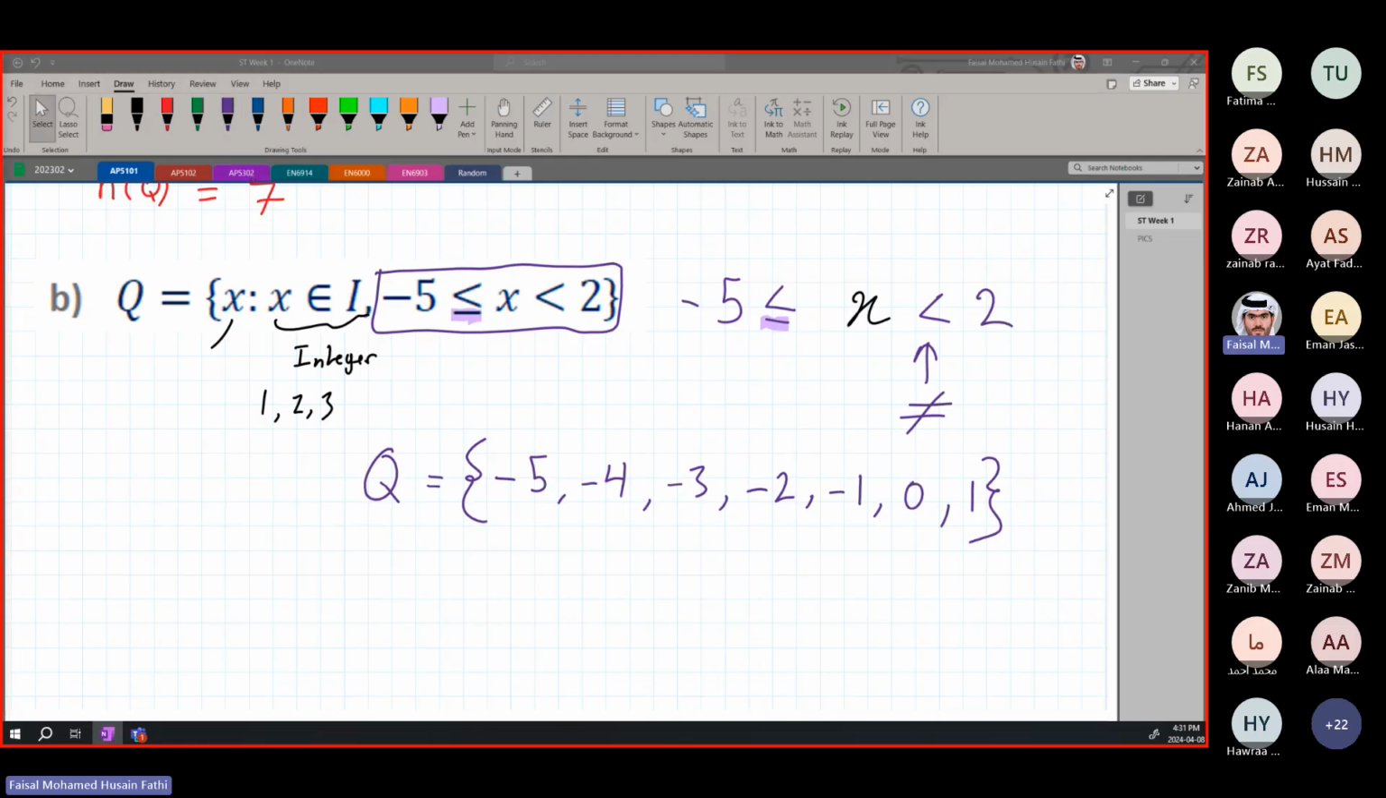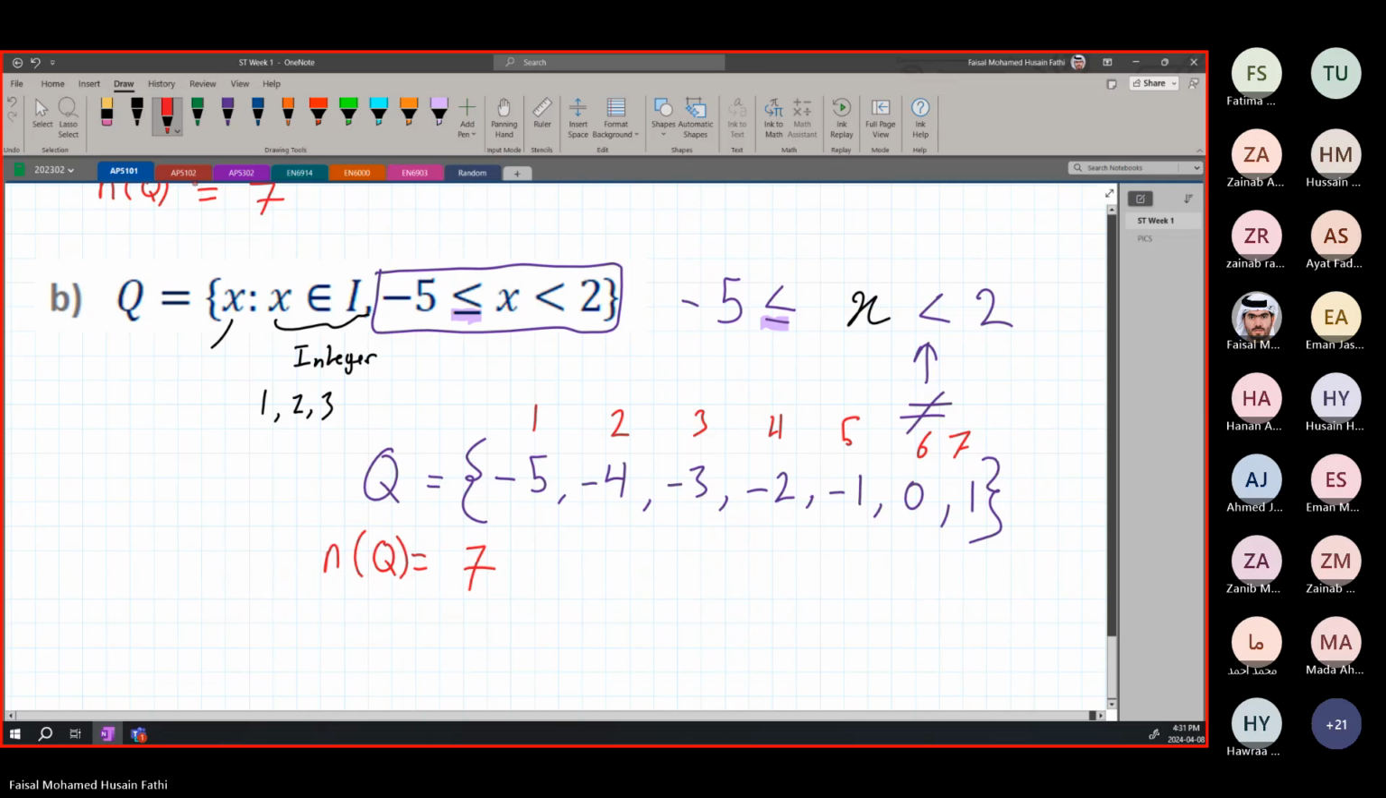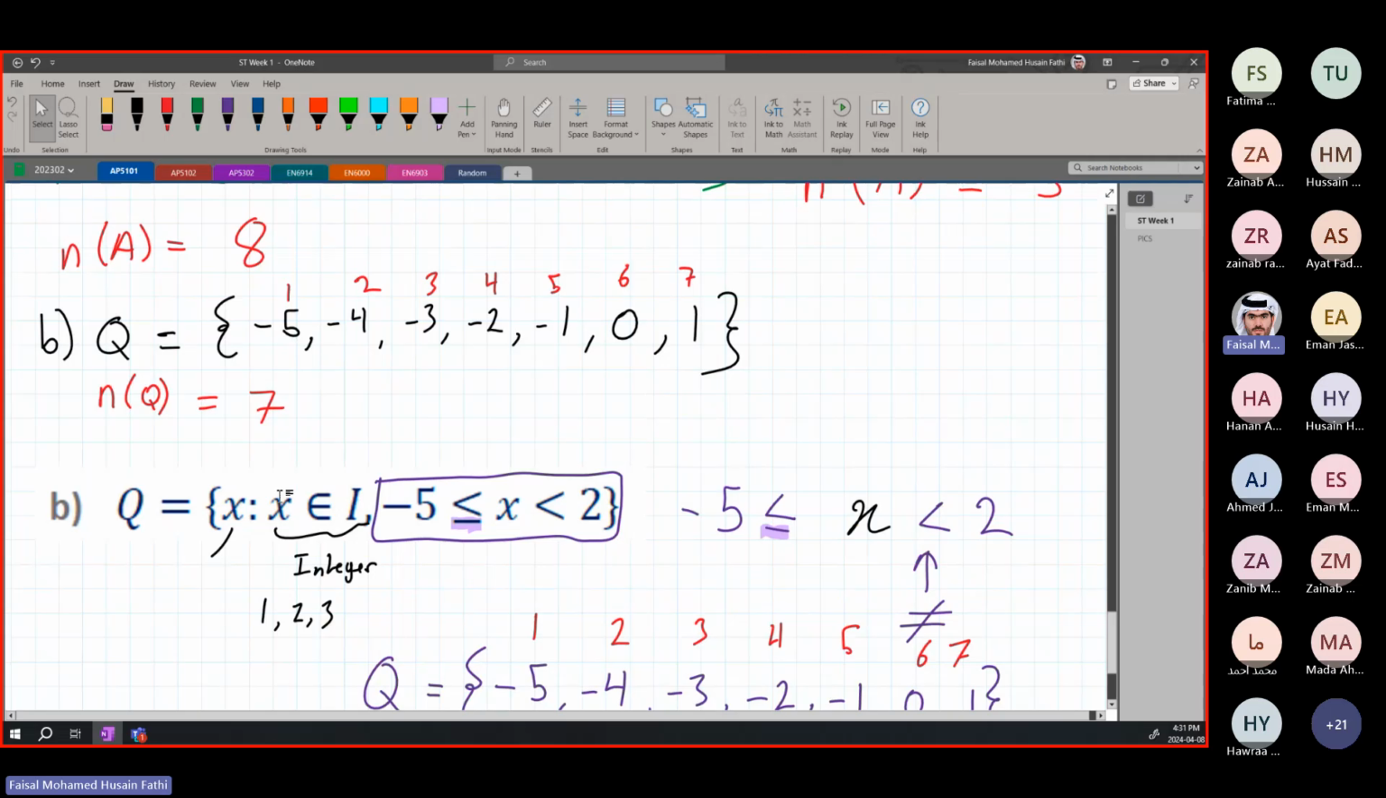Now we just need to find the cardinality. That's the question. Then n(Q). And here you just count the number of elements. So we have 1, 2, 3, 4, 5, 6, 7. 7 elements we have in this entire set, which is the cardinal number. That's basically what it is.